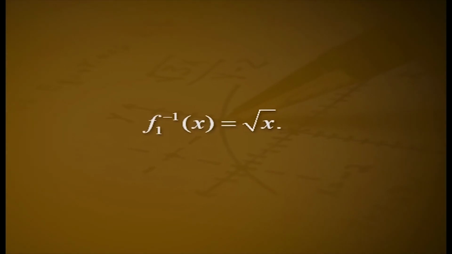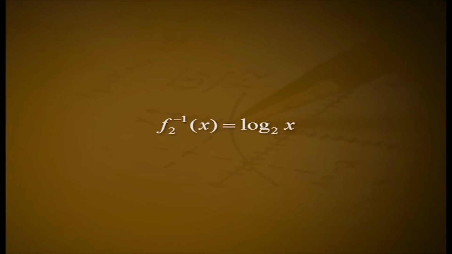For example, suppose we restrict the domain and codomain of the function f1 of x equals x squared to be the set D of non-negative real numbers. Then f1 is one-one and onto, and its inverse is the square root function given by f1 inverse of x equals square root of x.